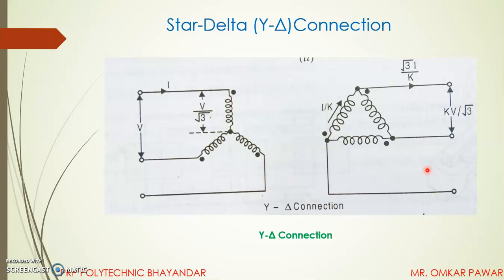Next is star delta connection. That is, the primary is connected in star fashion and secondary is connected in delta fashion. As we know, in star connection, the line voltage is equal to root 3 times phase voltage, and line current is equal to phase current. That is, phase voltage is line voltage divided by root 3. And in delta, the line voltage and phase voltage are equal, and line current is root 3 times phase current.